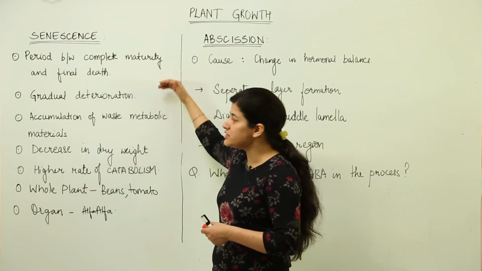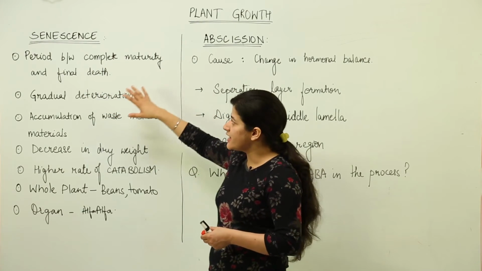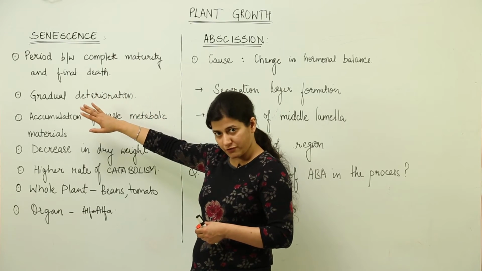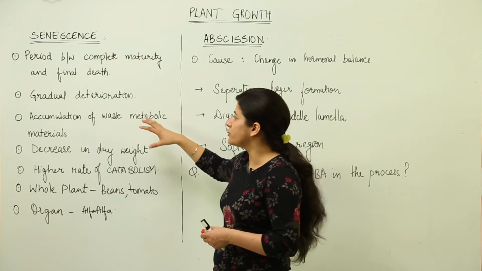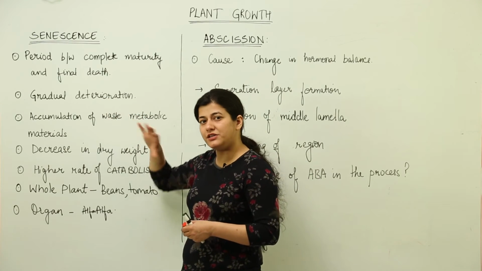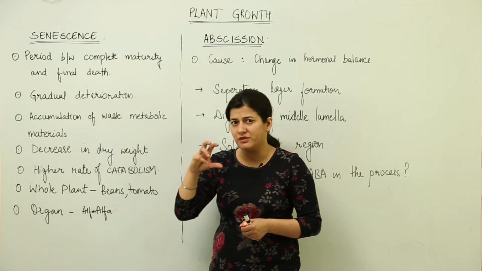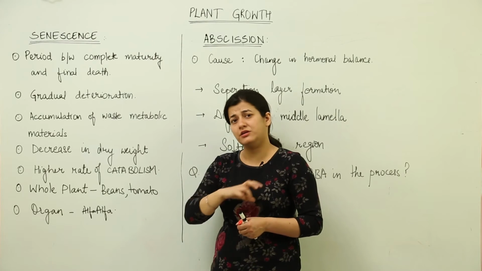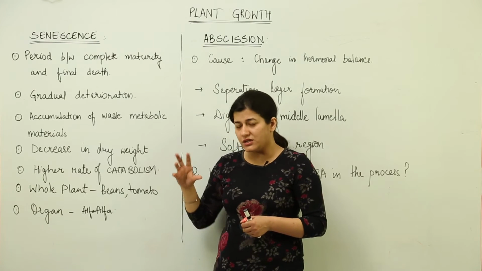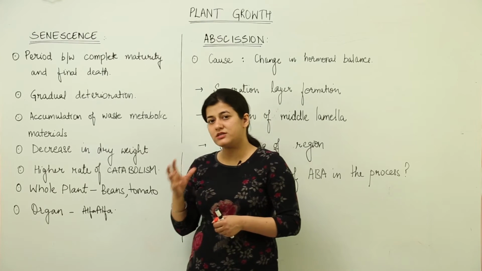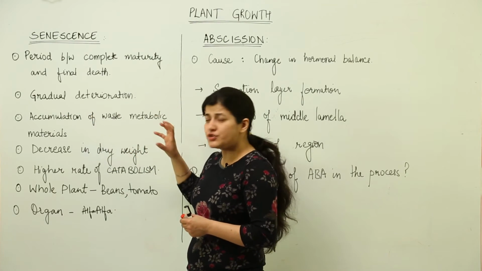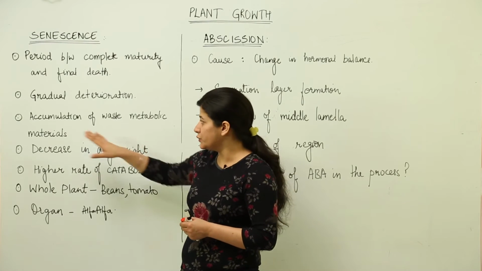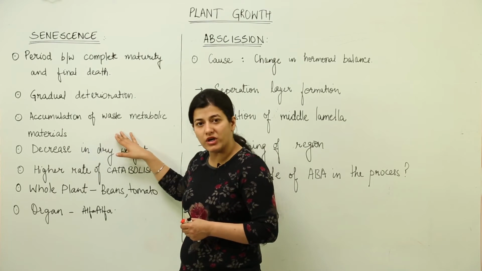And what happens during that period is that the plant has to reach from its best period of maturity to death period. So basically it has to undergo the process of deterioration, and that deterioration is not something like that it is getting deteriorated in a span of 1 day or 2 days. It would take some time. That would be a slow process. It would be a gradual deterioration which would ultimately lead to accumulation of waste metabolic materials.